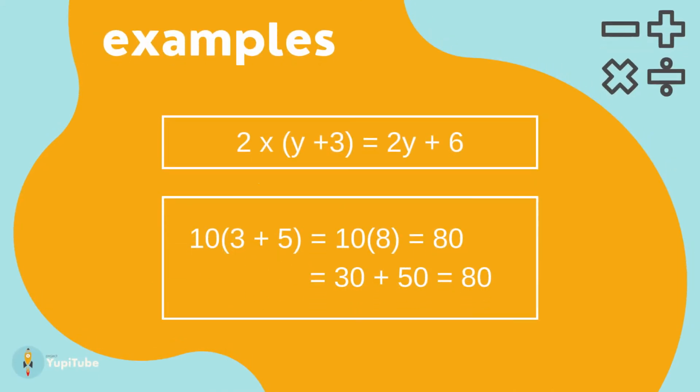For example, 2 times open parenthesis y plus 3 close parenthesis is equal to 2y plus 6. Another example, 10 times open parenthesis 3 plus 5 close parenthesis is equal to 10 times 8, or 30 plus 50, which is both equal to 80.